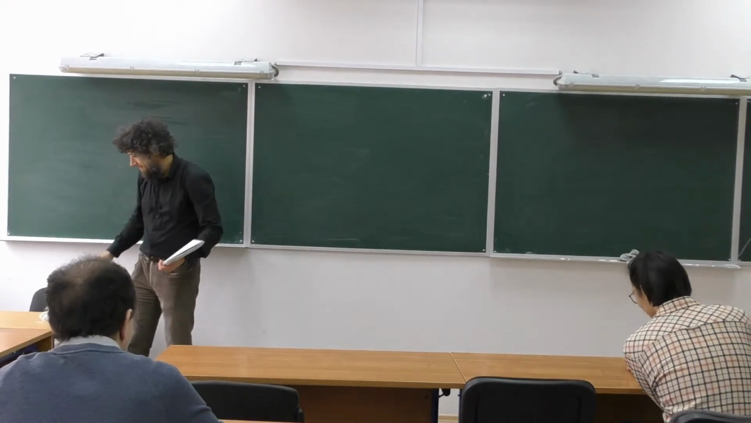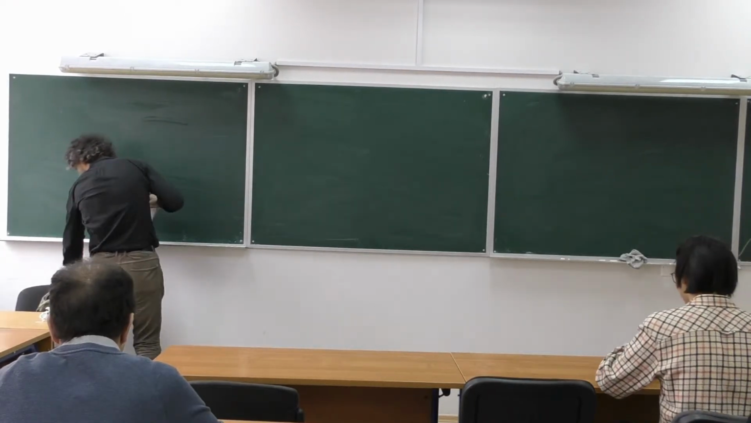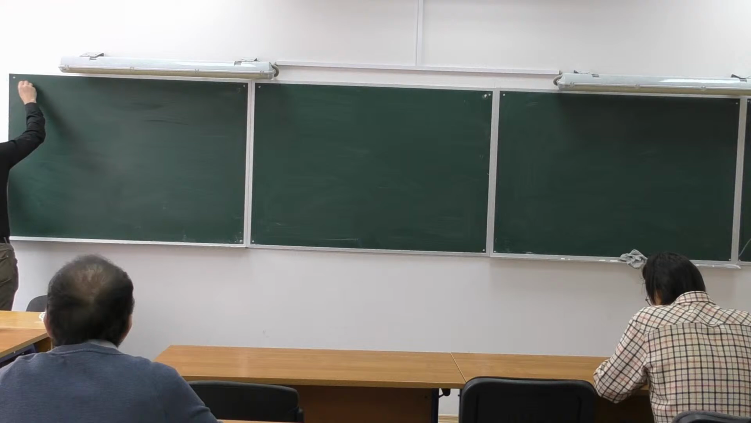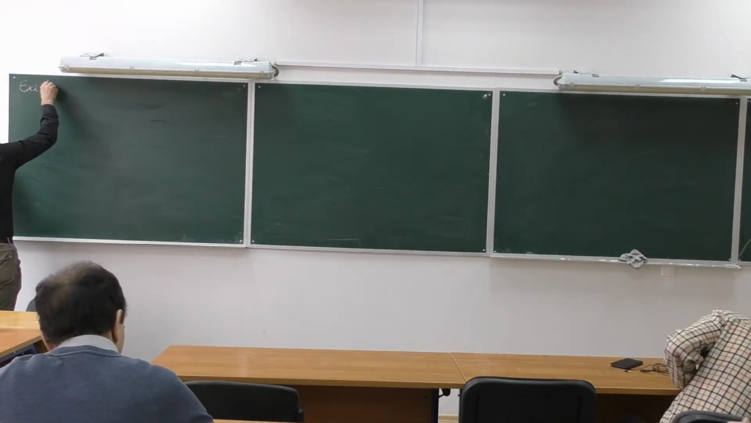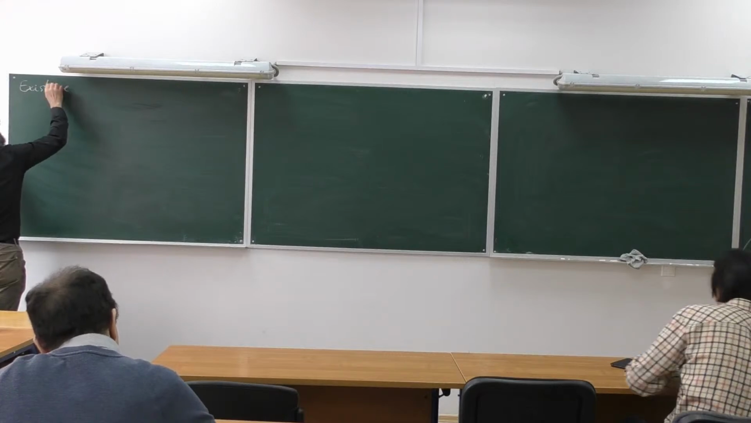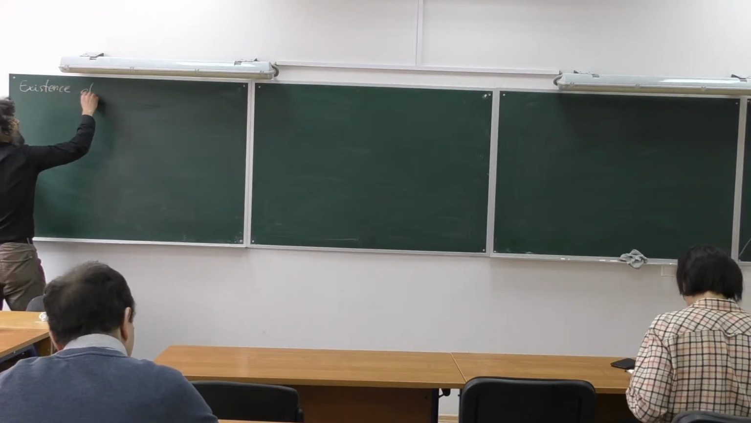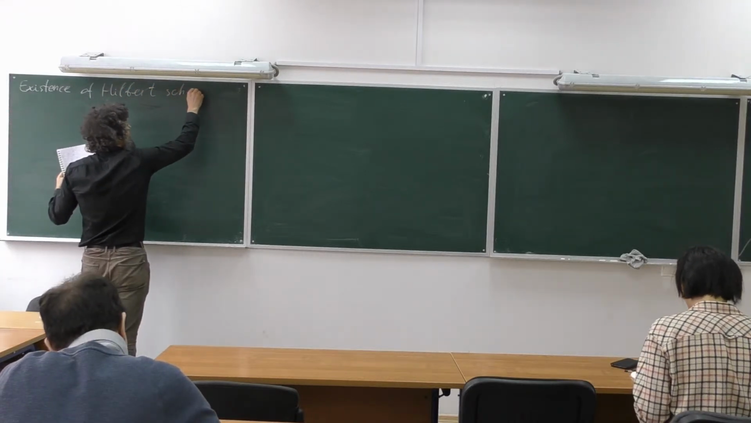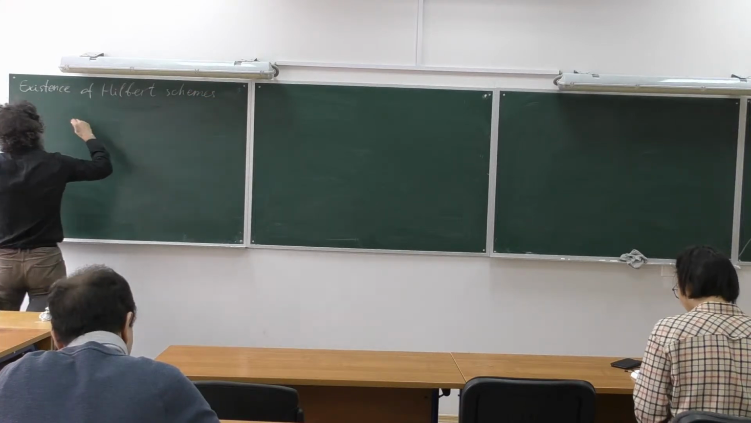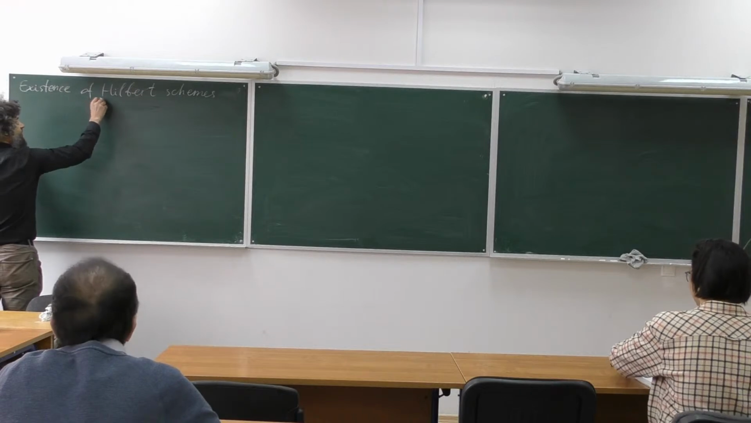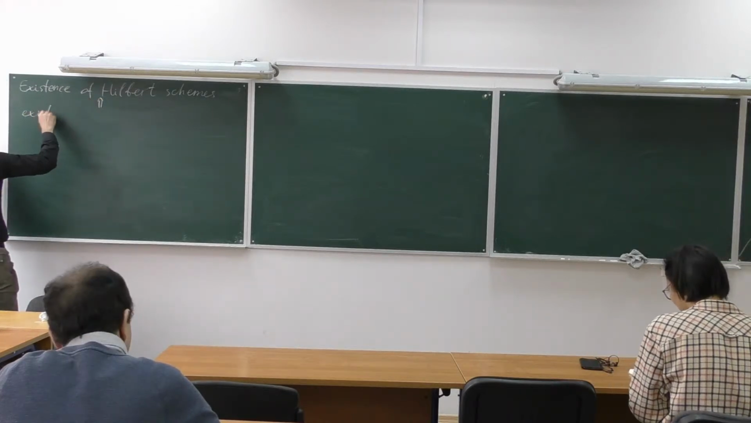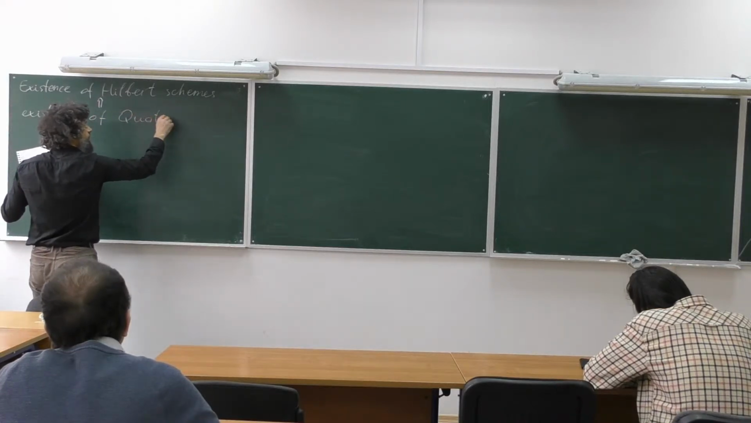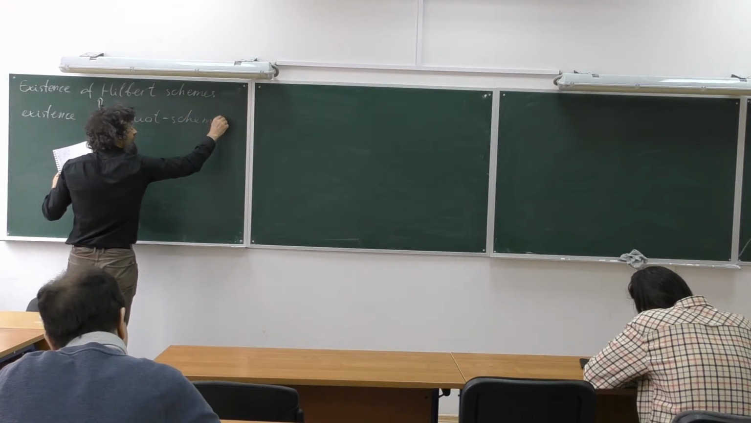So, we are starting the proof of existence of Hilbert schemes. And as we argued last time, it follows from the existence of Quot schemes.